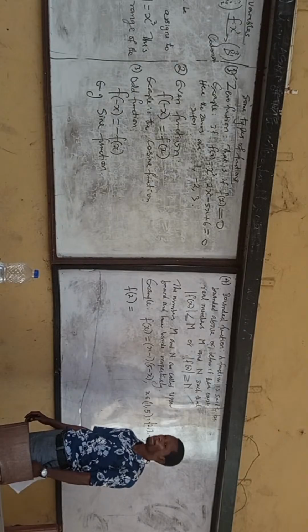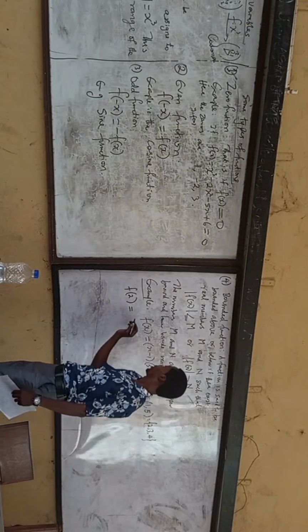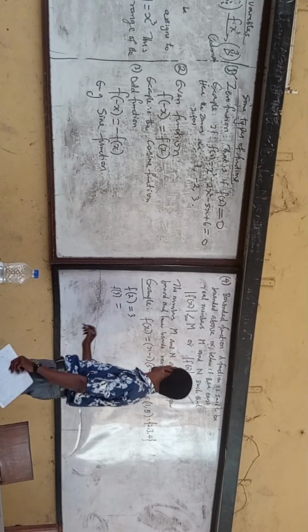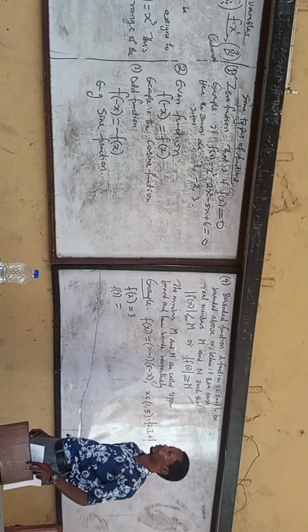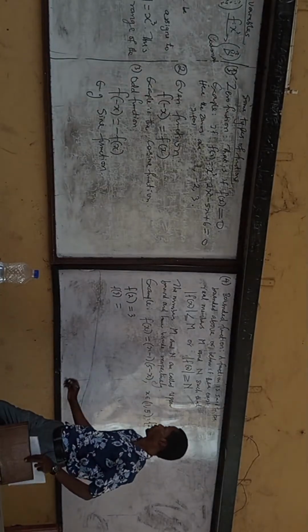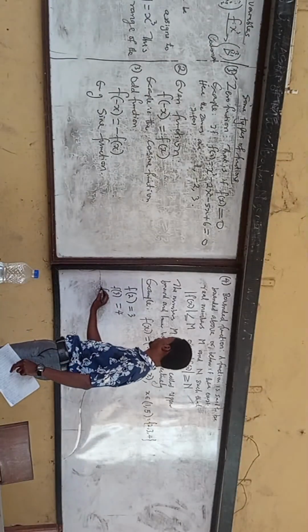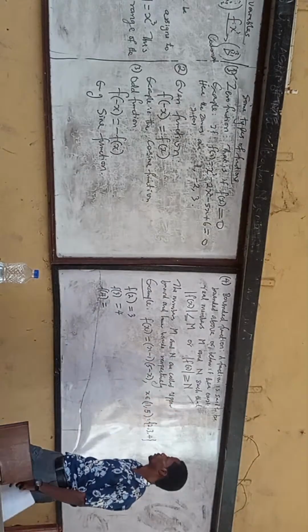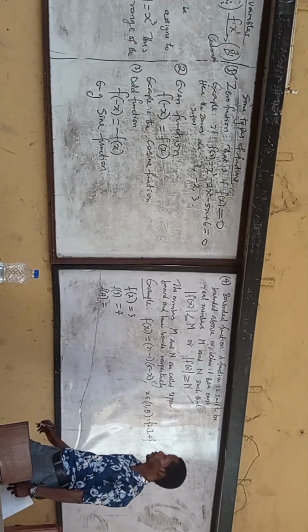F of 2? 3. Okay. F of 2 will be 3. F of 3? 4. F of 4? 3. Also 3.